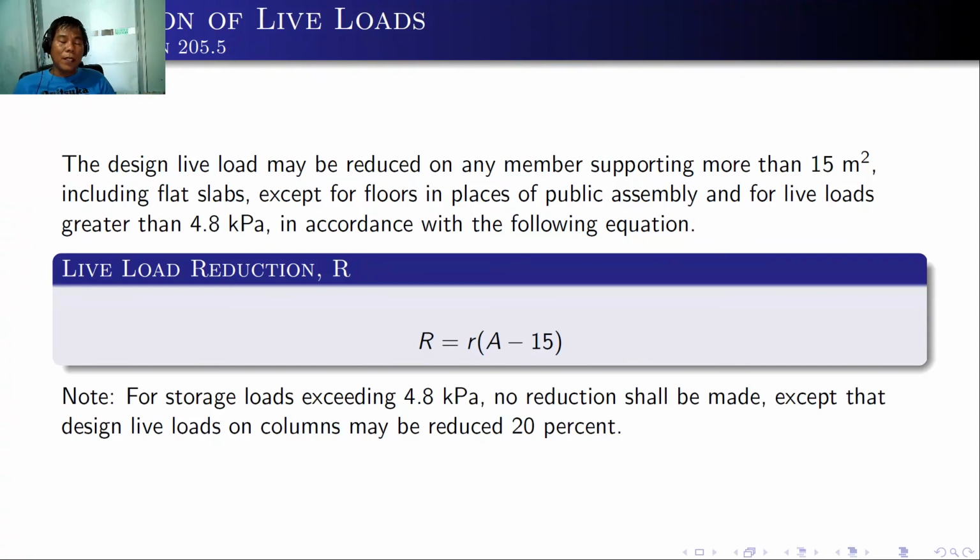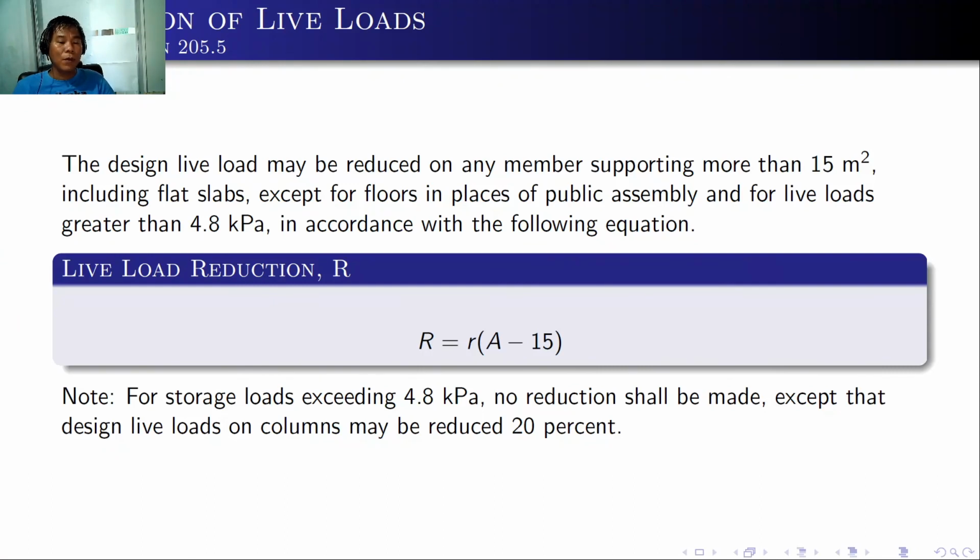This is what I was saying earlier. The code actually allows us to reduce the live loads. The design live load may be reduced on any member supporting more than 15 meter square, so that's around 4 by 4 meters, excluding flat slabs, except for floors in places of public assembly and for live loads greater than 4.8 kilopascal. You can use this live load reduction R, where capital R is equal to small r times (A minus 15).